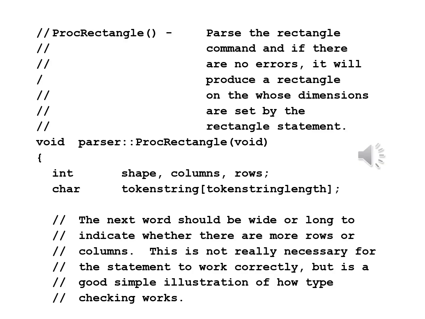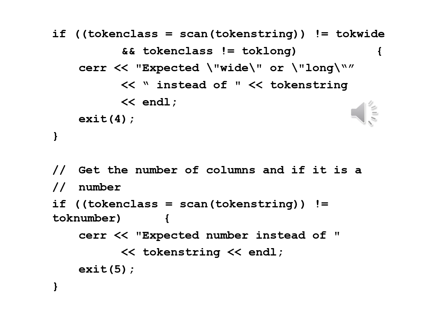Let's take a look at proc rectangle. Now, you'll notice that after the opening comment telling us what it is, we declare the variables shape, columns, and rows, and we also declare a lexeme that we can read in. Now, we don't really need the words wide or long, but if we didn't have them, we would not be able to illustrate an example of type checking. So we have it here for that reason only. We know we have already scanned and found the token rectangle. That's how proc program passed us to this particular recursive method, proc rectangle.